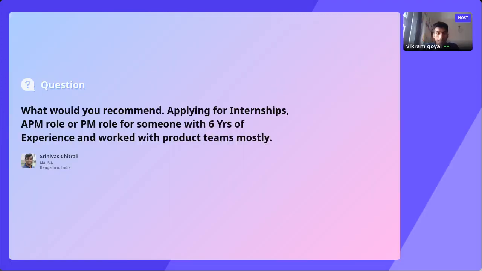Okay, so while Aditya comes back, I'll take the rest of the questions. So the first question is from Srinivas. Applying for internships, APM role or PM role for someone with 6 years of experience and work with product teams mostly. So, Srinivas, maybe you want to come on the stage and tell us a bit about your profile. Okay. So, Srinivas, I'll assume that maybe you are an engineer. Okay, got it. So, are you a software engineer?